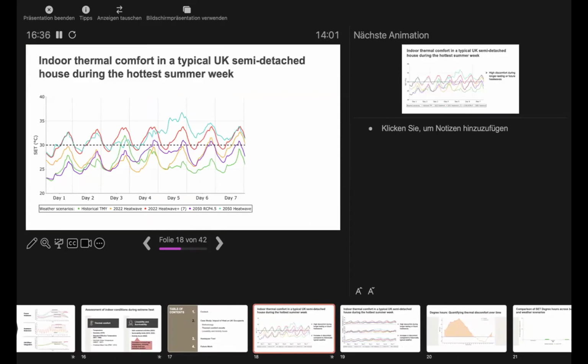Yeah, exactly. It would be, but what we show here is the hottest week. For every weather scenario, we identify which one was the hottest week and show that hottest week here. So essentially, this red line would actually start here, at day 7, but it's now shifted back because we want to compare the different hottest weeks to each other. Does this make sense?